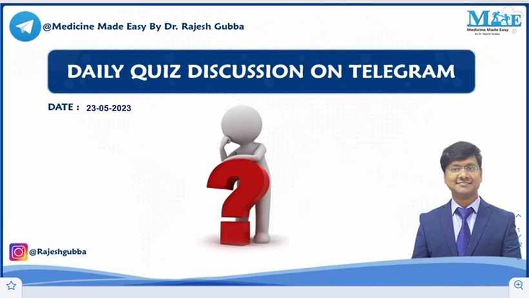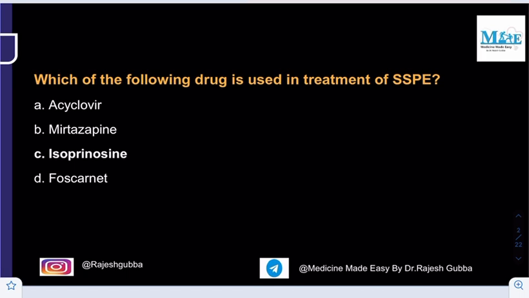Every day I post a quiz on my Telegram channel, and on the subsequent day I send the discussion as well. The first question is: which of the following drugs is used in the treatment of subacute sclerosing panencephalitis? The options are acyclovir, mirtazapine, isoprinosine, foscarnet. The answer here is isoprinosine.